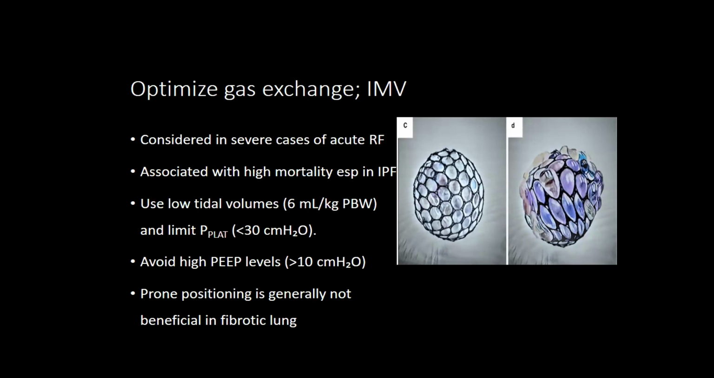So we may have to adjust our aim and tolerate moderate atelectasis, titrating PEEP to just the minimal values necessary to achieve minimal oxygenation, i.e. an arterial partial pressure of oxygen above 50 to 60 millimeters of mercury, or an SpO2 above 88 to 90%. Prone positioning is generally not beneficial in fibrotic lung unless you can demonstrate that the acute exacerbation is due to a reversible cause, such as a superimposed pneumonia and the like.